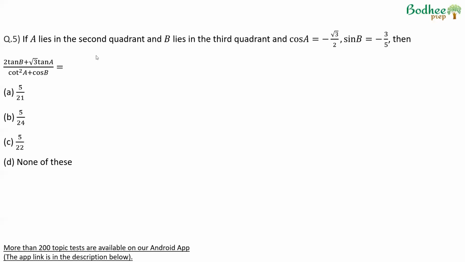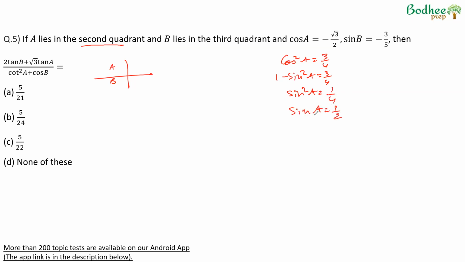If A lies in the second quadrant, B lies in the third quadrant, cos A is minus root 3 by 2. So cos square A will be 3 by 4. Cos square is 1 minus sine square A, so sine square A will be 1 minus 3 by 4, which is 1 by 4. And therefore sine A will be 1 by 2. Second quadrant, so positive.